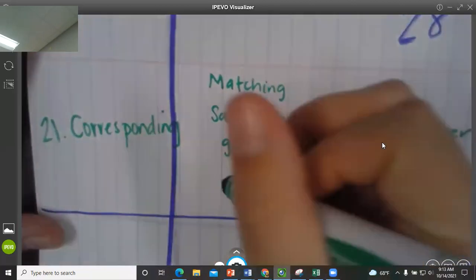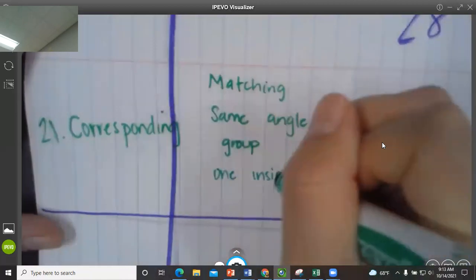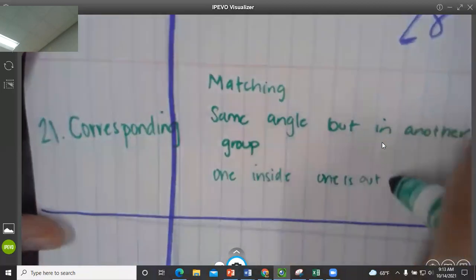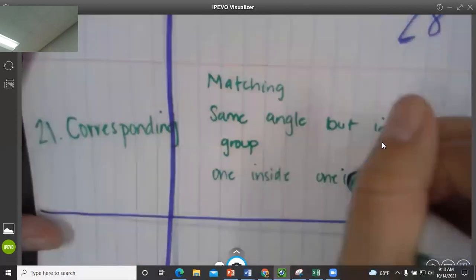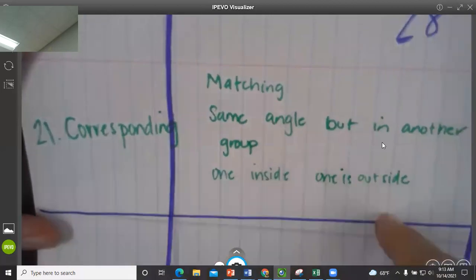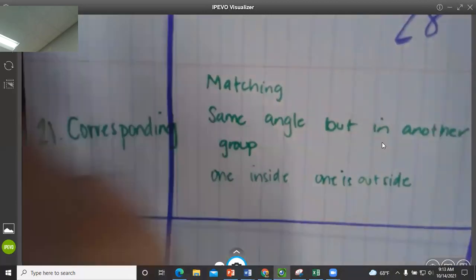Okay, and then one is inside, one is outside. Oh man, I didn't give myself enough space for an example. That's a big hint to you: if you're not sure which kind they are, you need to see, are they both inside, are they both outside? For this one, if one's inside, one's outside, that's a big hint that they are corresponding. All right, so I'm going to do the example up here.